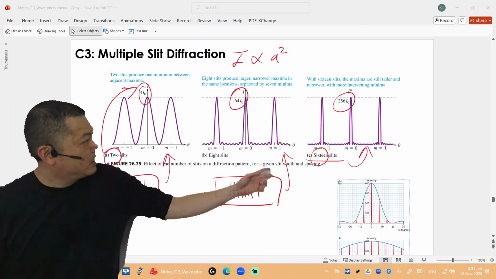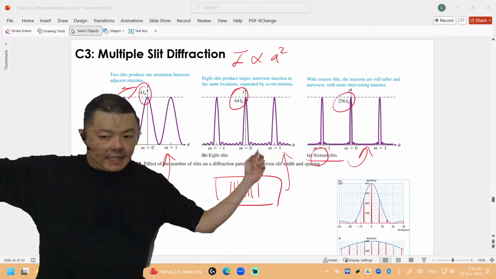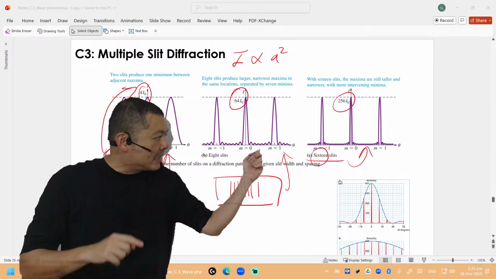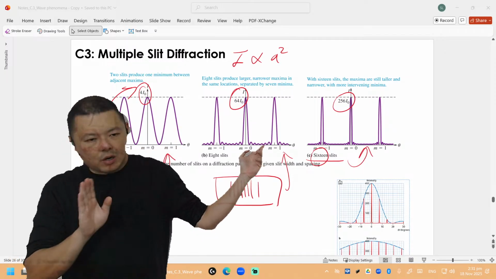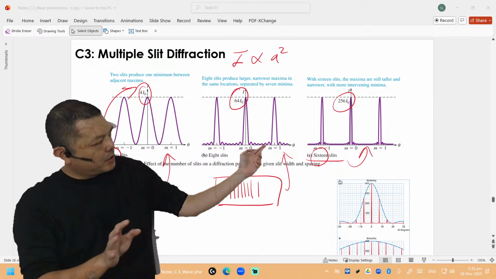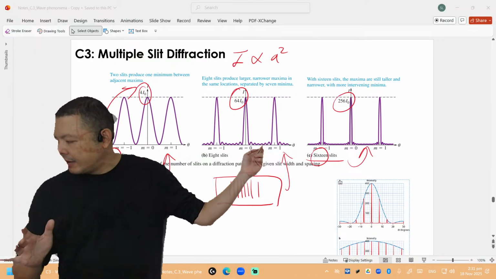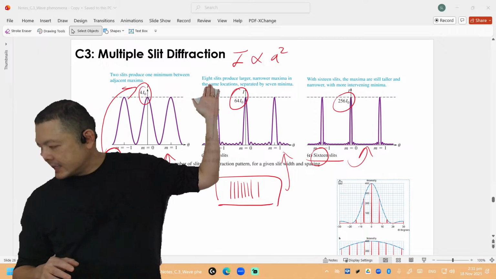Okay. So you see all these little places where it dips down to the bottom. That's a minima, a true minima. Like there's a slight little bump there. That's not a completely constructive interference. So that's kind of like an incomplete constructive interference, right? So I would imagine something like this. You see 8 slits, right?